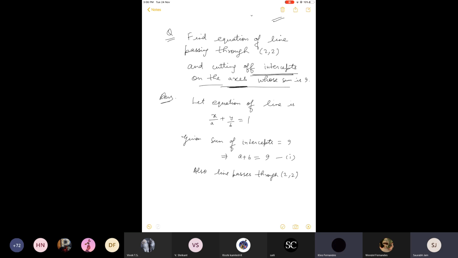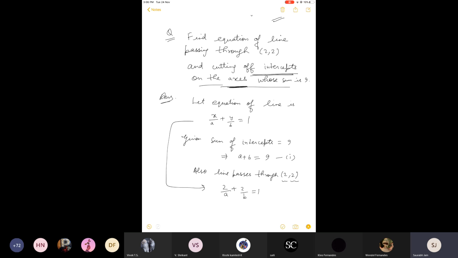So is it x and y? Yes. You will put these values in place of x and y because it is a point given on the line and the point satisfies its equation. So you will put these coordinates in place of x and y. Here the x coordinate is 2 and the y coordinate is also 2.